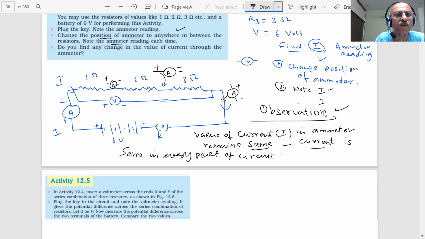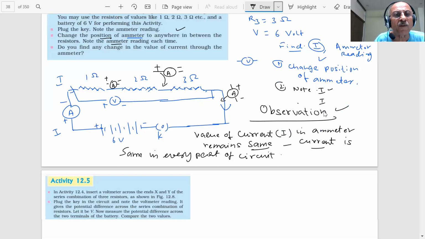Next, I will do what, students? This is my key, ammeter. Plug the key and note the voltmeter reading. It gives the potential difference across the series combination of the resistances. Let it be V. Now measure the potential difference across the two terminals of the battery. Compare the two values. Take out the plug key and disconnect the voltmeter.